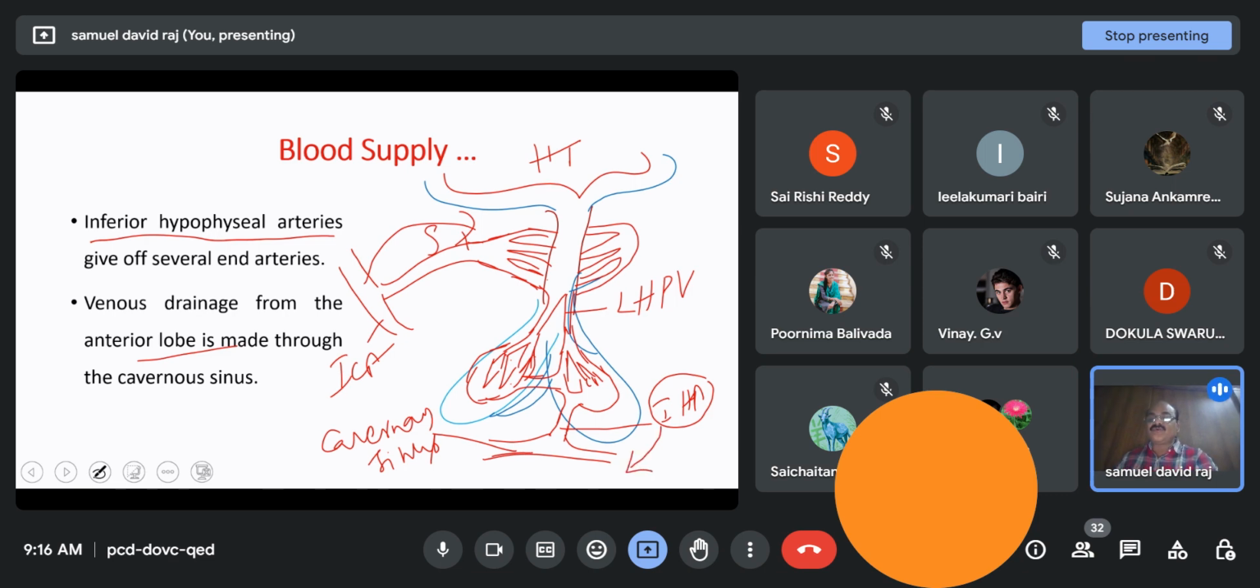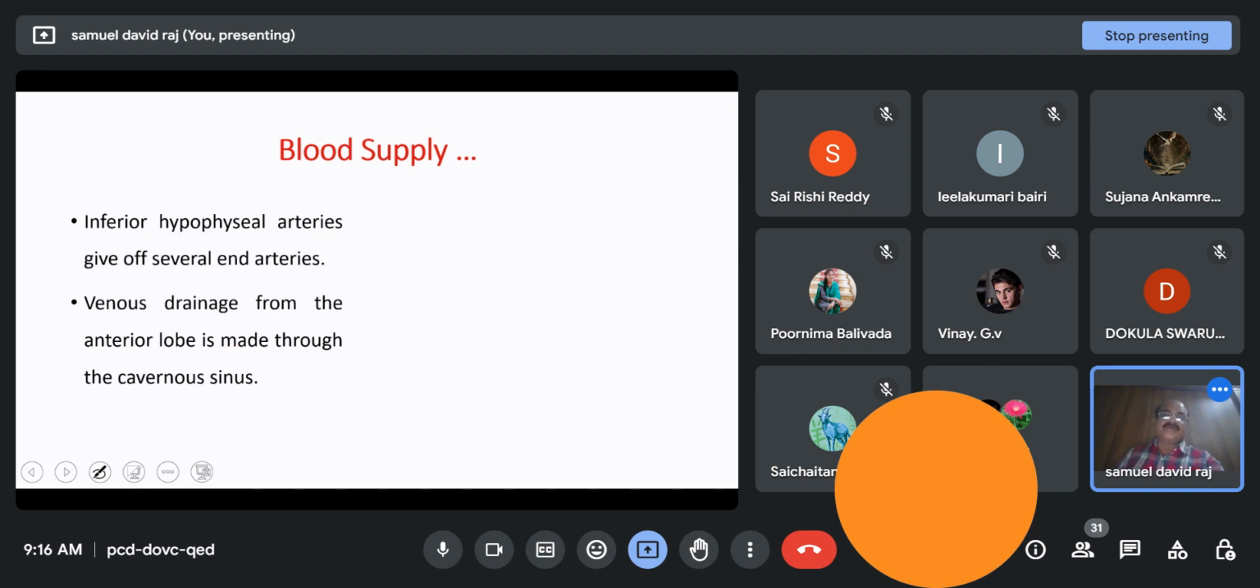Between these two, we come across two capillary networks. One is here, the other in the pituitary body. The one that is here is the first capillary network. The other is said to be the second capillary network. These two are connected by a long vein that is called the portal vein.